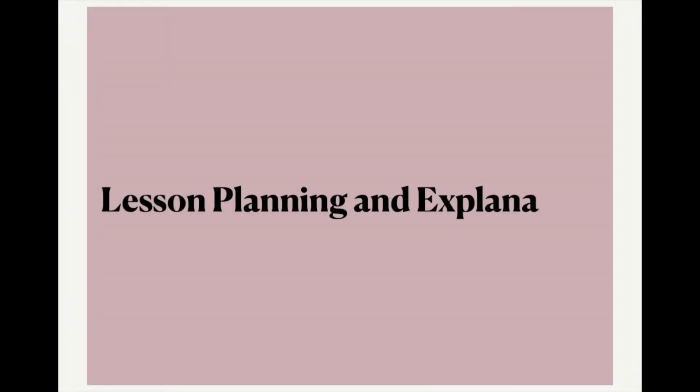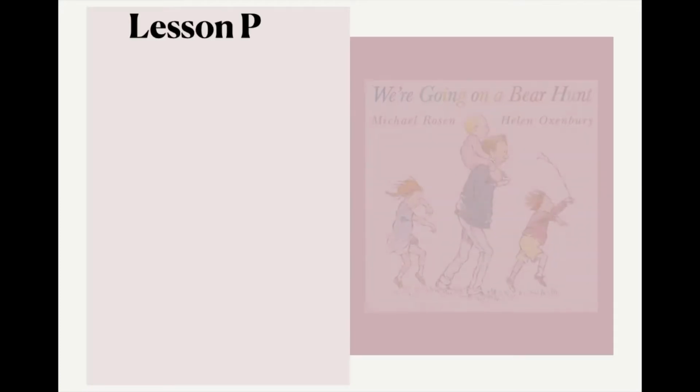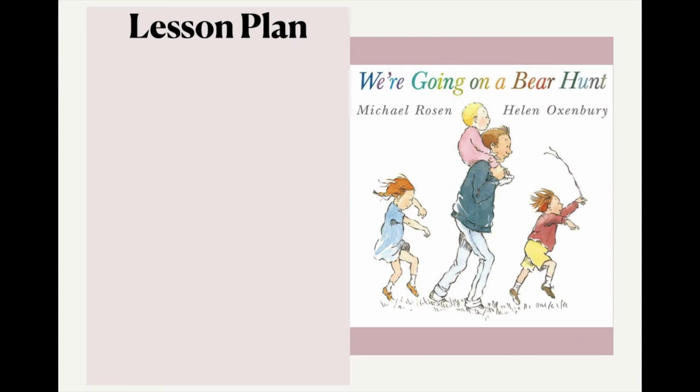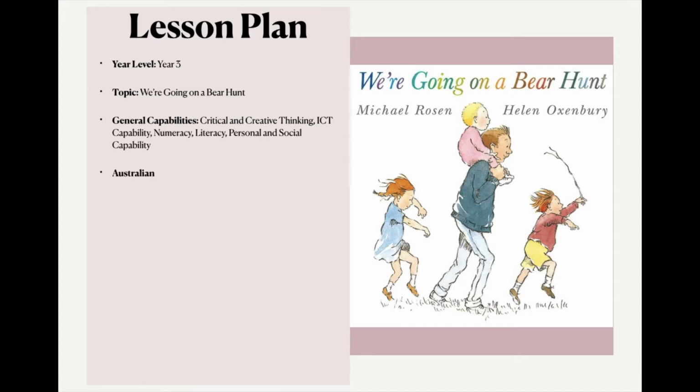Lesson planning and explanation. The year level is Year 3 and the topic is We're Going on a Bear Hunt. The general capabilities covered are critical and creative thinking, ICT capability, numeracy, literacy, personal and social capability.